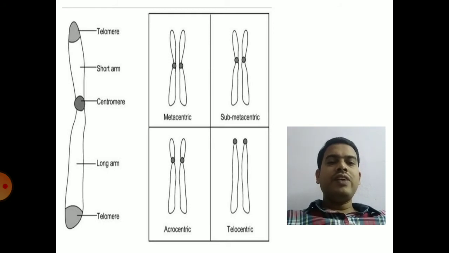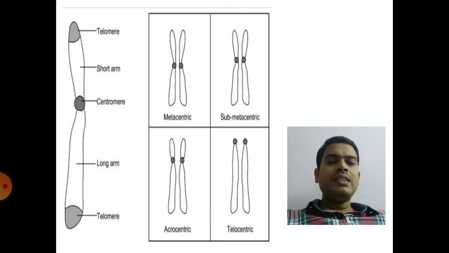Now let us see the function of each part of the chromosome, for example, the centromere. The proteinaceous coat surrounding the centromere is called the kinetochore, to which the microtubules are attached and play an important role in dragging the chromosomes during mitosis or meiosis. So the centromere plays an important role in the formation of the kinetochore, which is important for binding of microtubules and formation of spindle fibers during mitosis and meiosis.